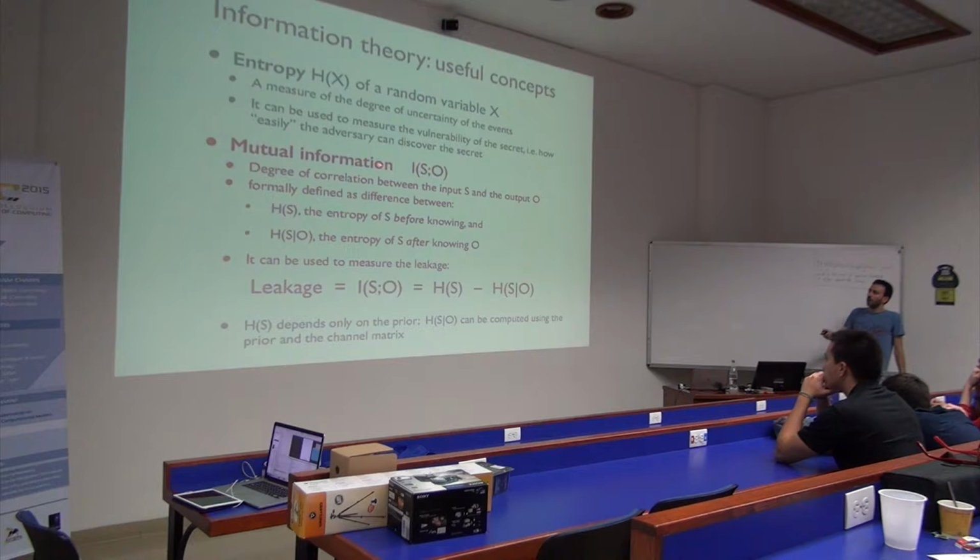Then the second notion from information theory is mutual information. So what's going on here? Now I have two different random variables, right? I have S that I care about, and then O that is something that's correlated to S. And mutual information tells you how correlated S is to the outputs O.